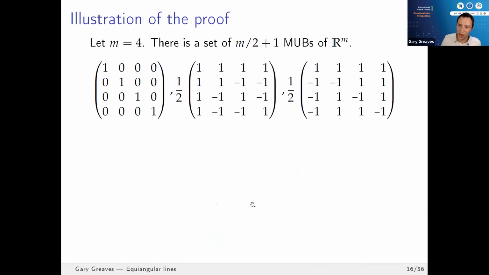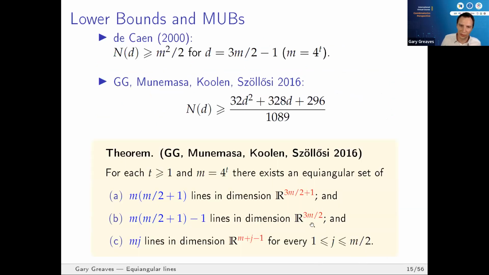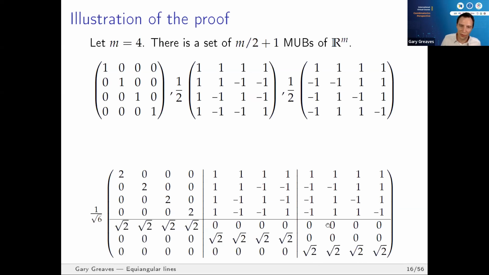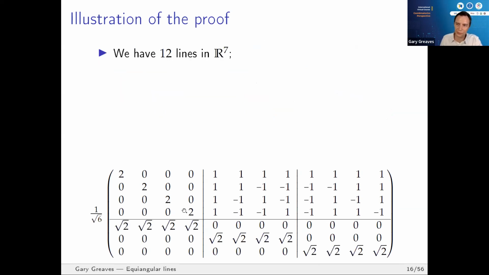And now we want to check the dimensions that we get. So after we did this, we added 3 extra rows. So we started off in dimension 4, but then we added 3. So we ended up in dimension 7. So that gives us 12 equiangular lines in dimension 7, because we had to add on 3 extra rows.